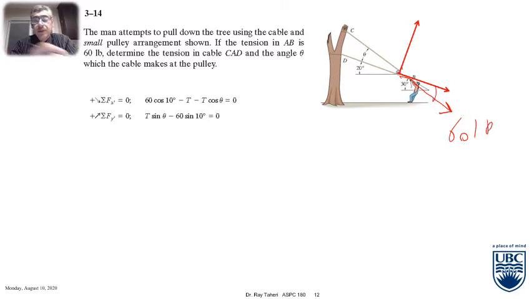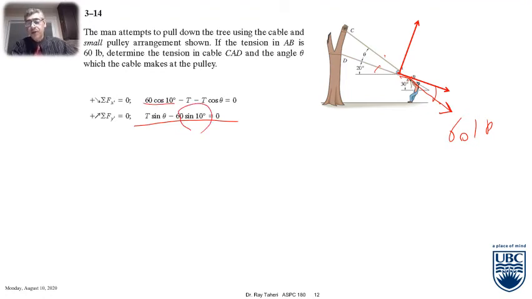Minus T, this one T here, and the other T is here, cosine of theta is equal to zero. On the y direction, you have only two forces, because this is aligned with this. On the y direction you have this force and you have this force. So T sine 60 is equal to 60 sine 10 degrees.